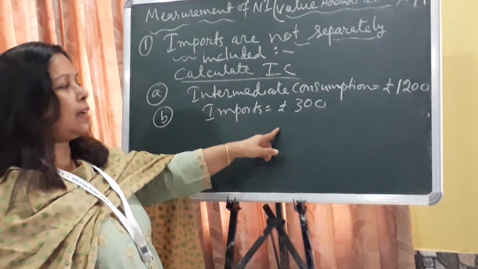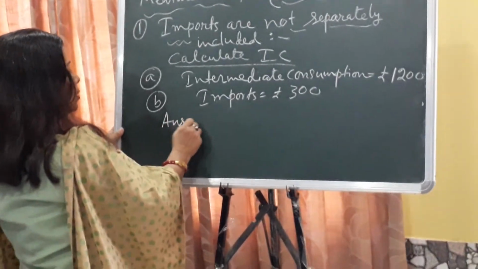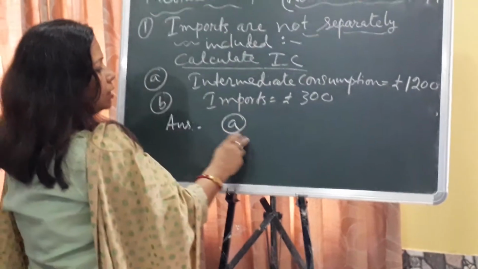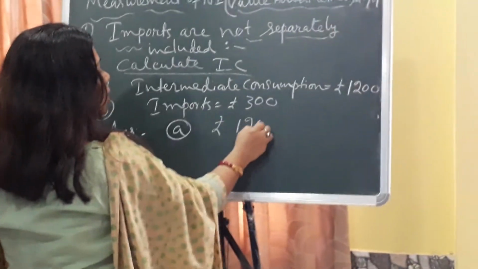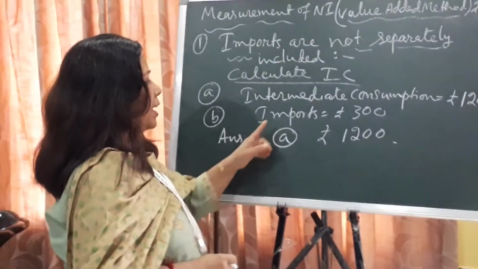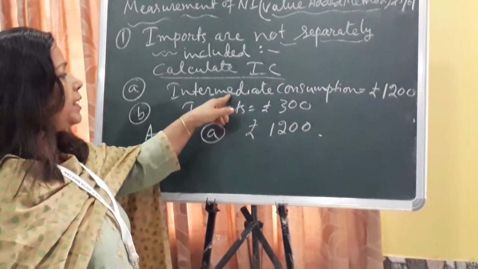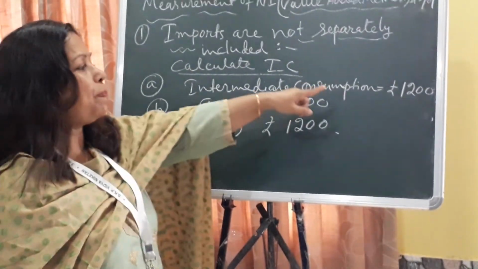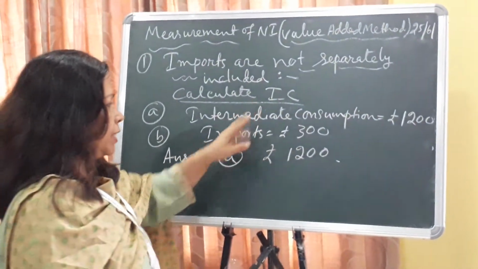So what will be the answer here? The answer will be A, intermediate consumption; only you have to write rupees 1200. Here imports are not counted because imports are already included in intermediate consumption. So the answer will be IC rupees 1200, not including 300. Clear?